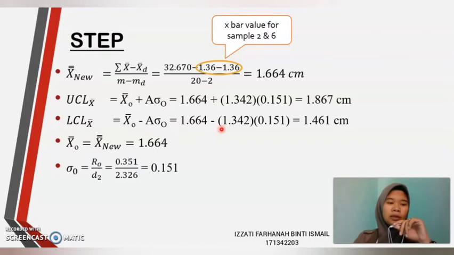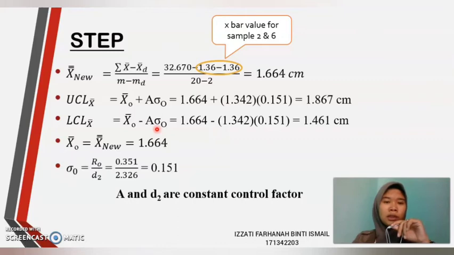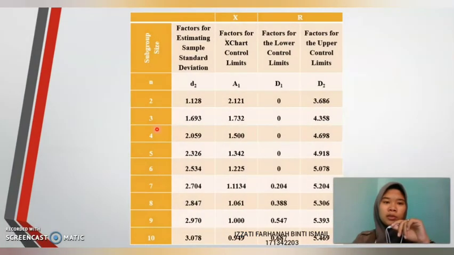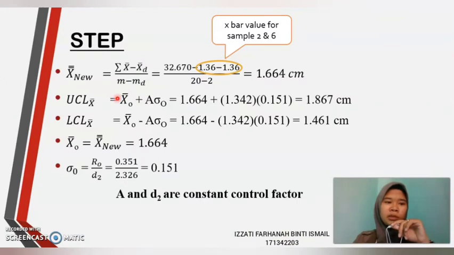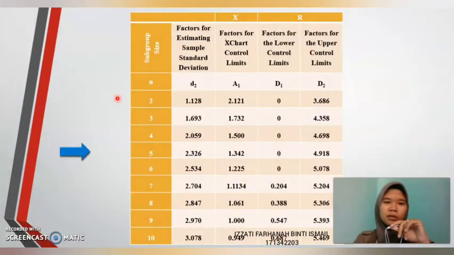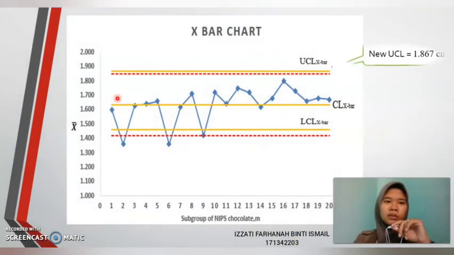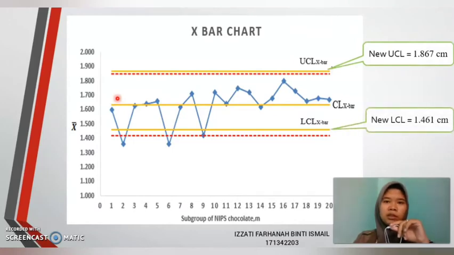D2 and A are the constant control factors, and the values can be obtained from this table, for which the subgroup size of this project is 5. So the value for D2 is 2.326 and for A is 1.342. We insert these values in the formula of the UCL and LCL. So this is the new X bar chart that we get.